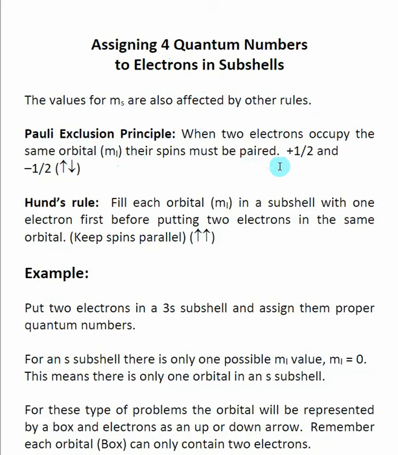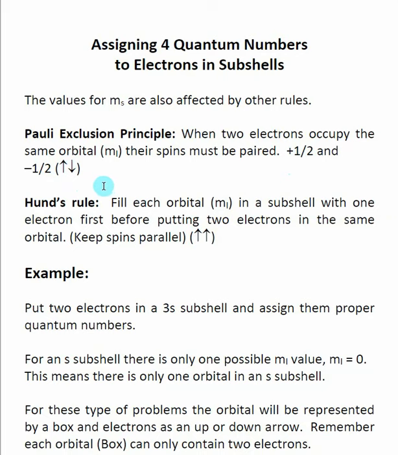So if I put the first electron in and I call it spin plus 1/2, then the next electron must be minus 1/2. And here we're going to represent the spins by using arrows, an up arrow being spin plus 1/2 and a down arrow being minus 1/2.